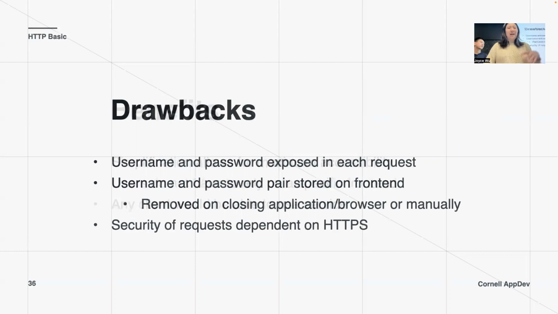And then there are several drawbacks to this, because whenever you're sending encoded credentials to the backend, your username and password are basically being sent in every single request. So anyone can take this request header and decode it themselves and get your username and password. So it's basically exposed every time you make a request. And so the security of your requests is really dependent on HTTPS, because if someone intercepts it and decodes it, then you're basically exposed. And so that's not always very good.